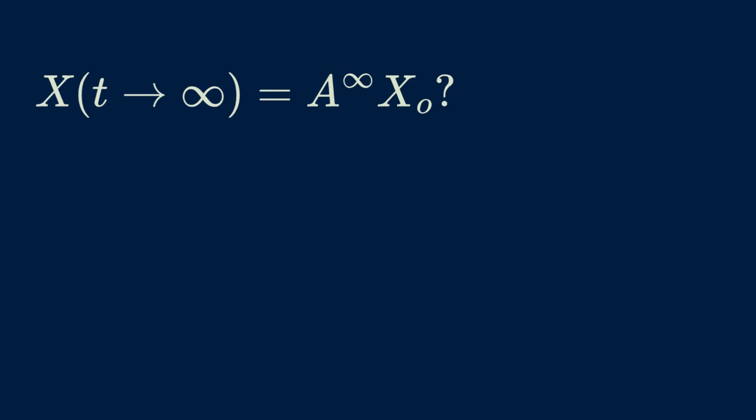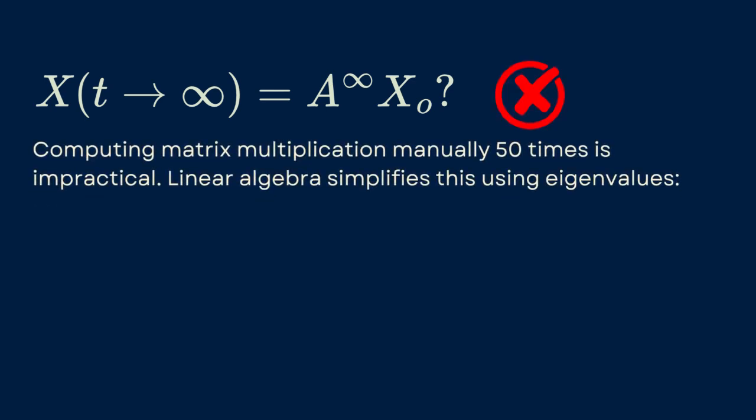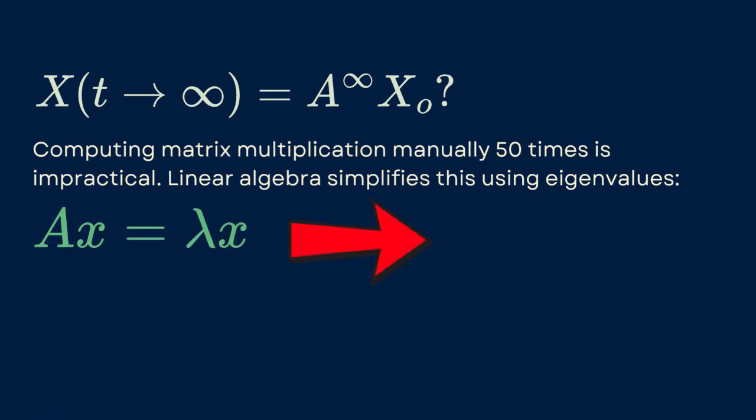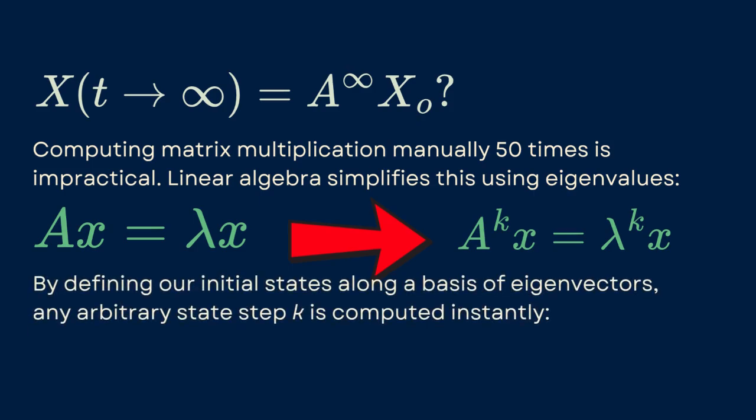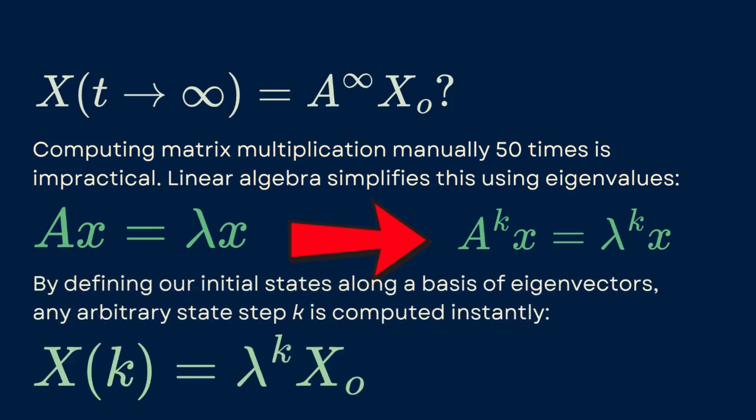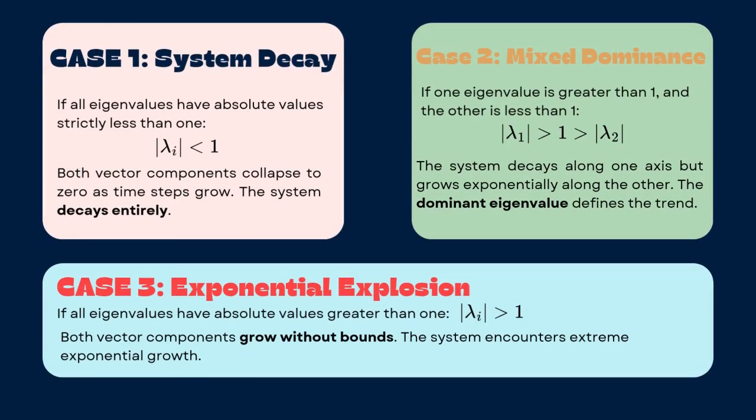Here is the secret. You absolutely do not need to calculate 50 individual steps. You just need to look at the eigenvalues of matrix A. By diagonalizing our matrix and finding its eigenvalues, which are represented by the Greek letter lambda, we can instantly see the long-term trajectory. Because calculating future states means we're essentially raising these eigenvalues to the power of k. The size of lambda completely dictates whether our system is going to shrink, grow, or stabilize over time. Let's look at the 3 specific cases you need to know for the test.